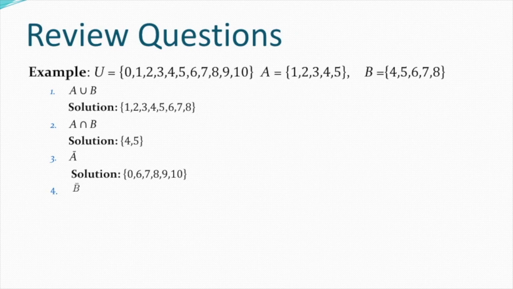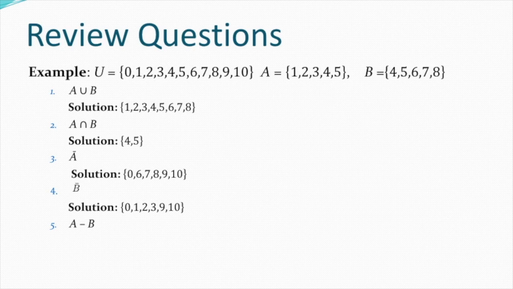Now what is the B complement? Again, you do the same trick. You take any element which appears in B out of the set U capital and you put down B prime. So this will be 0, 1, 2, 3, and as well 9 and 10.